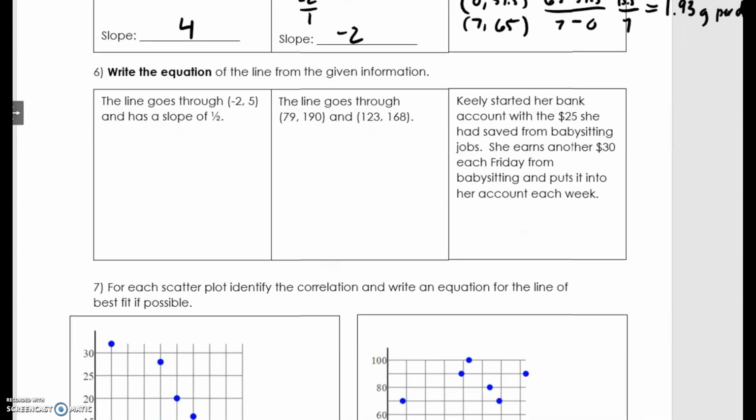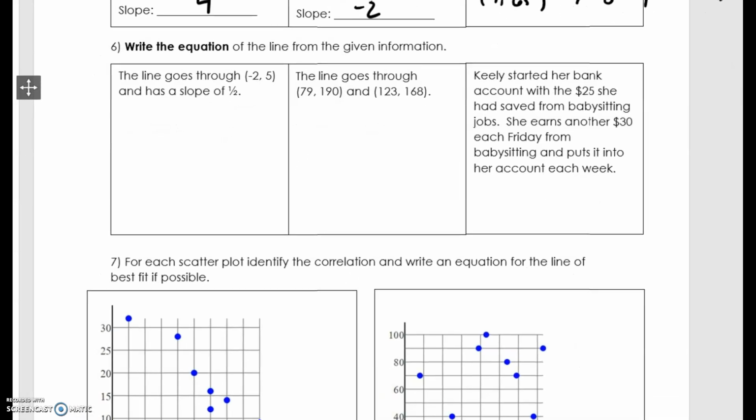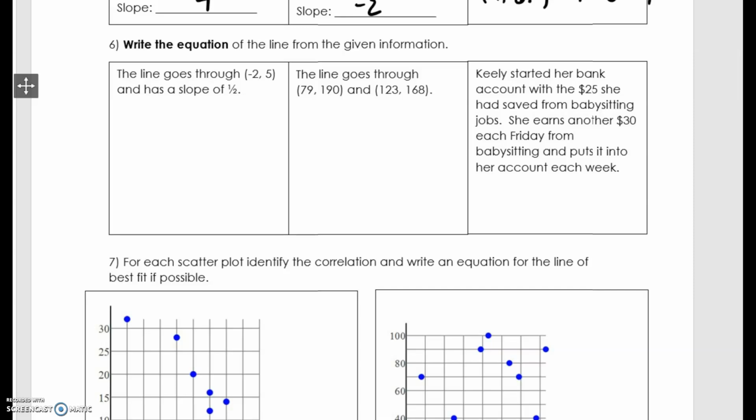All right, question 6. Write the equation of the line for the given information. So I need the equation. It's got to be in slope-intercept form. On the first problem, I know the slope. It's 1/2. But I don't know the y-intercept yet. I'm going to have to find it. There are 2 strategies for finding it, as we learned last Friday. The first strategy is to use the slope-intercept form itself and plug in the point and the slope and find what b is. I'll do that, and then on the second problem, I'll do the other strategy.